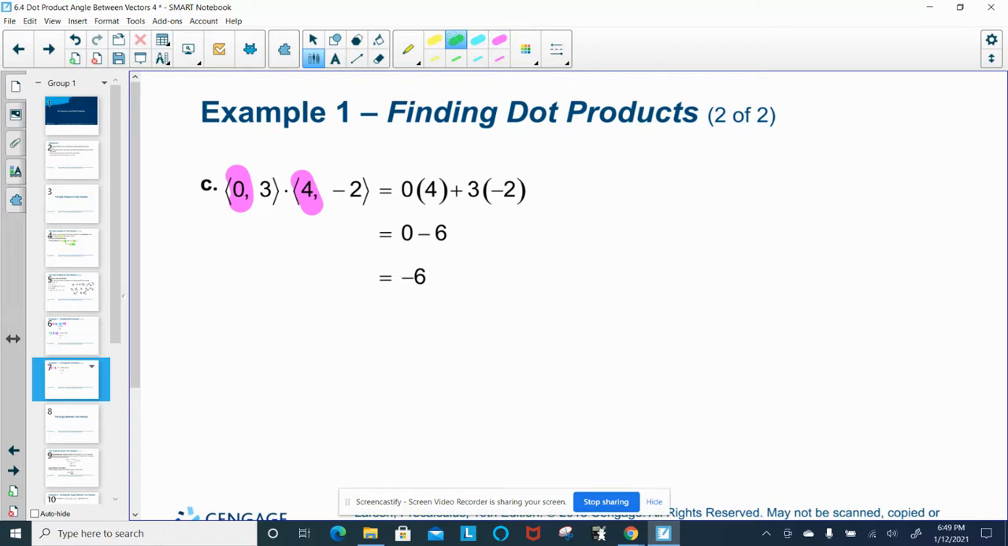Horizontal component, vertical component, 0 minus 6, -6. So dot products can be positive, they can be negative, they can be fractions, and they can be 0.